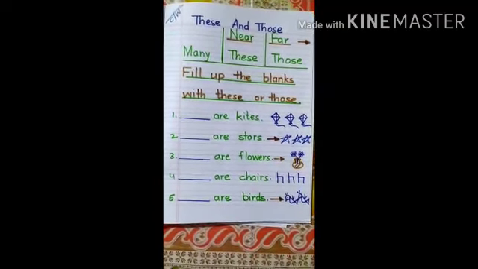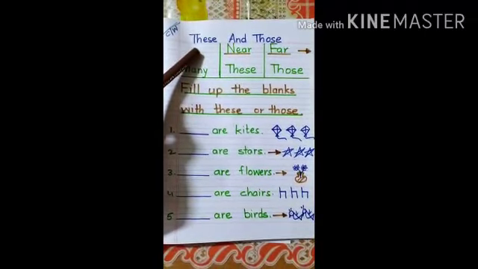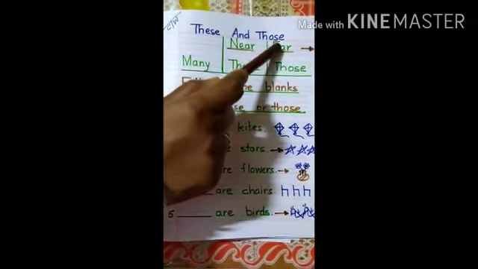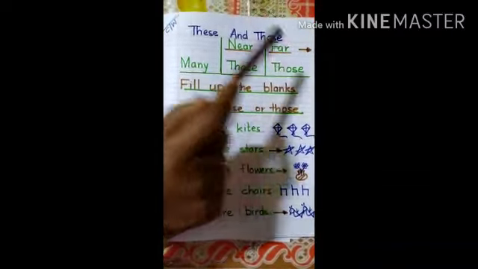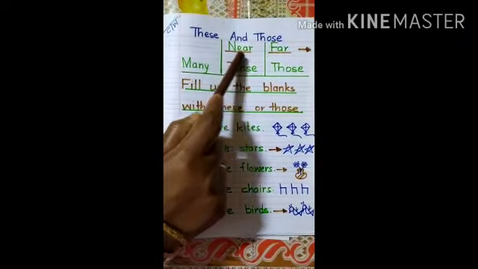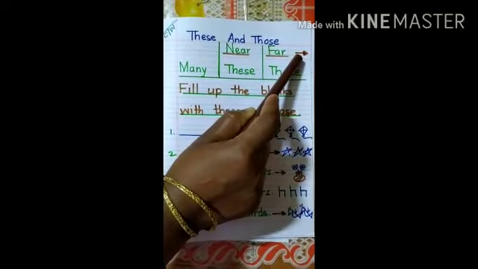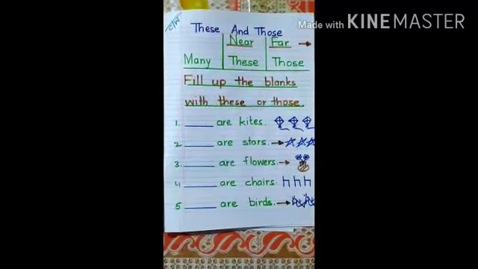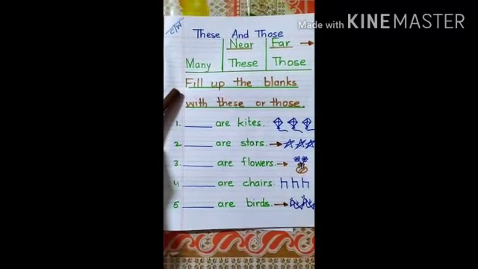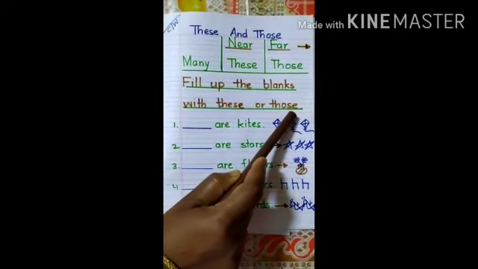So now children, before we start, what we have to do? We have to write the classwork as well as the date. So, before writing, what you have to write children? The topic is these and those. You have to make 2 lines like this children. There are 3 blocks here. You have to write near and far. Make an arrow here. For far, make an arrow. Many. We use these and those. Now, you have to do some writing. What you have to do children? Fill up the blanks with these or those.